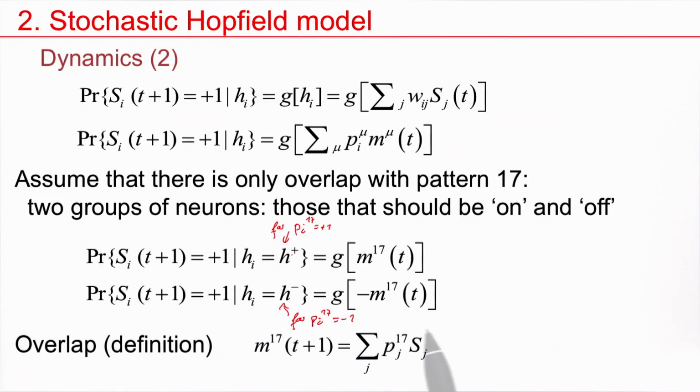Now let's work on this a little bit further. I see that on the right hand side I have the overlap at time t with pattern number 17. On the left hand side I have the state in the next time step. And I have two different groups of neurons, those that should be on and those that should be off. Should be off because the target pixel in pattern 17 is -1. Now the idea is that I would like to take this information, plug it in here, time step t plus 1, and calculate the overlap in the next time step.